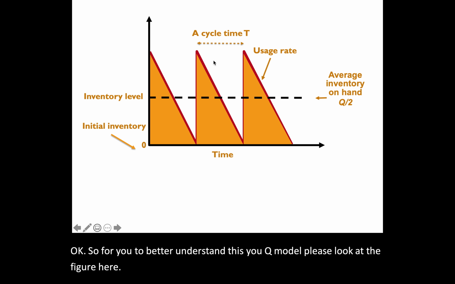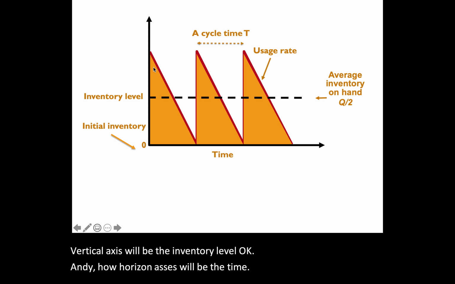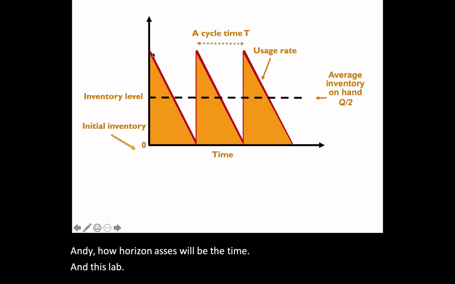So here, the vertical axis will be the inventory level, okay? And the horizontal axis will be the time. And this line represents the usage rate, okay? And the distance between two vertical lines will be a cycle time T, okay?